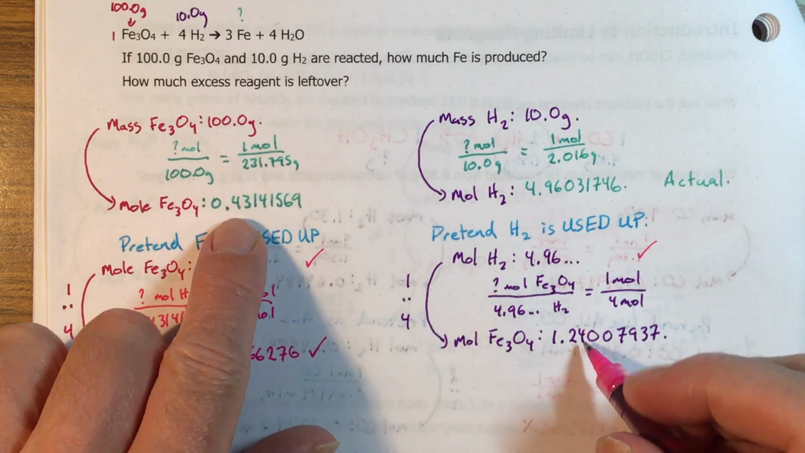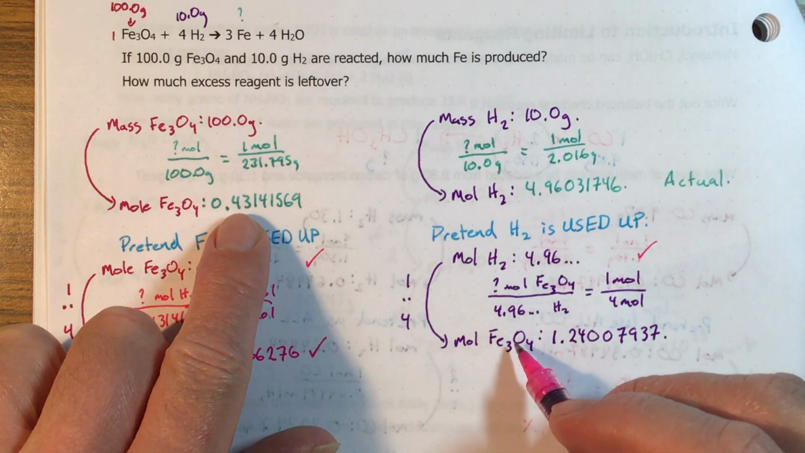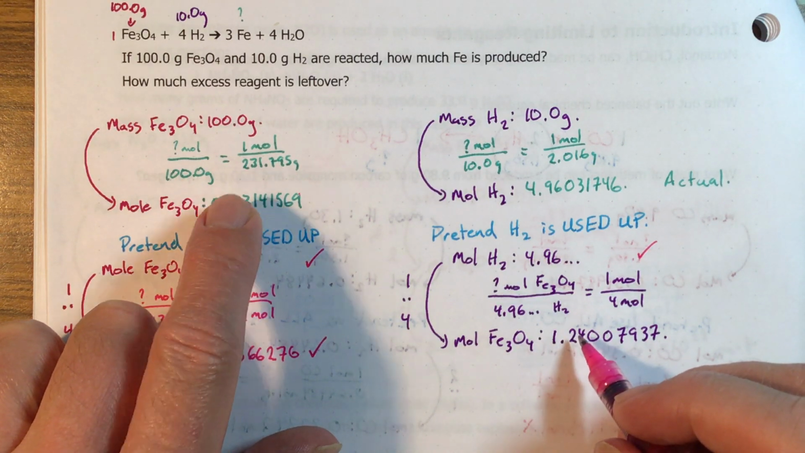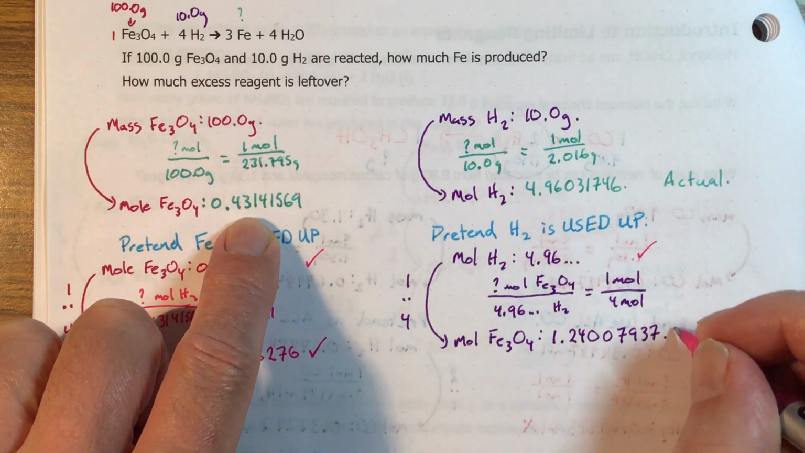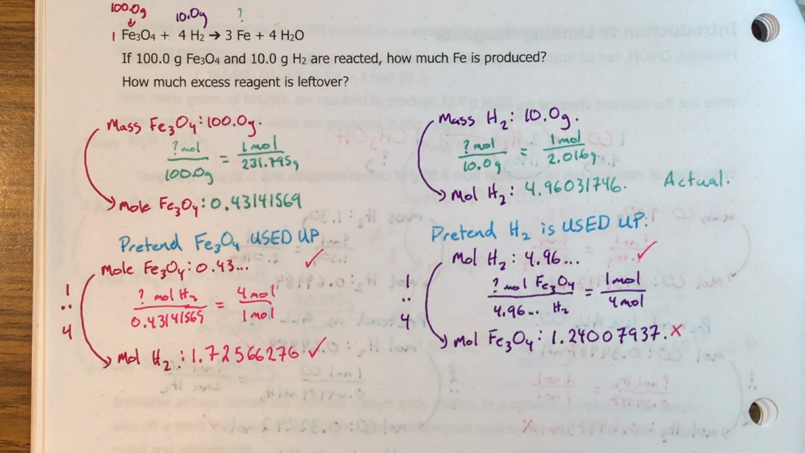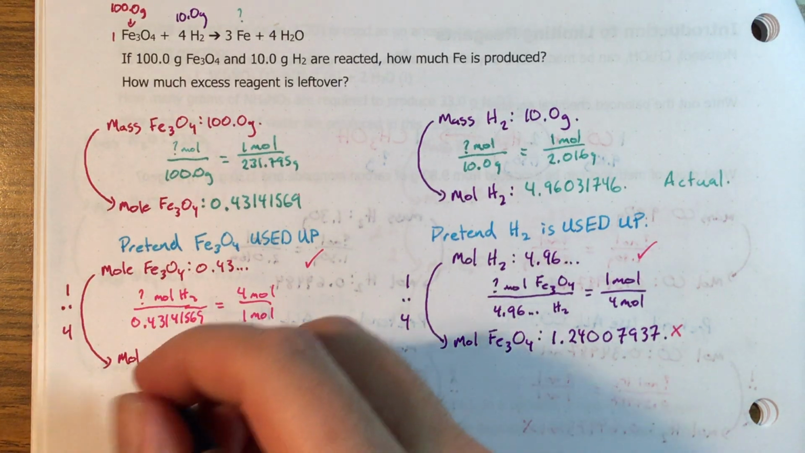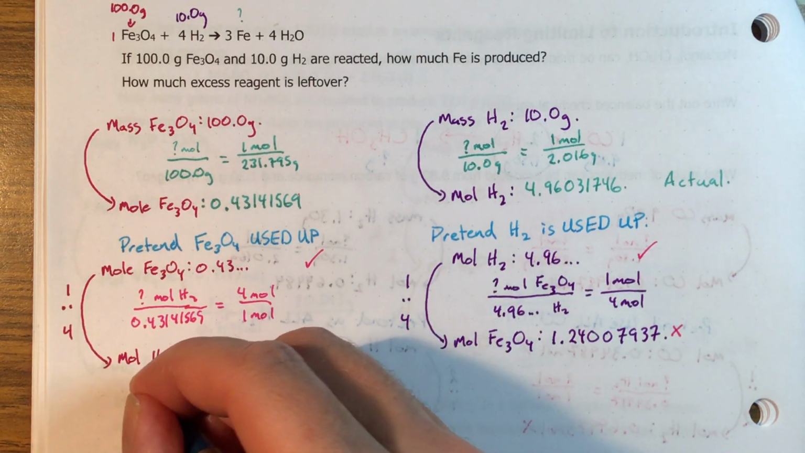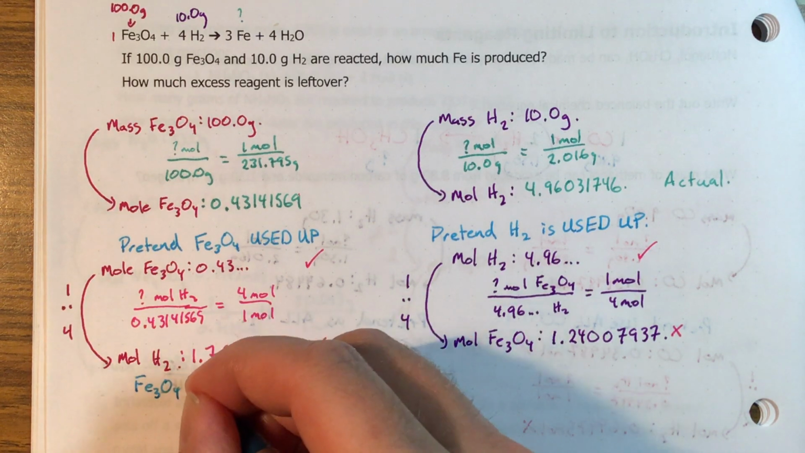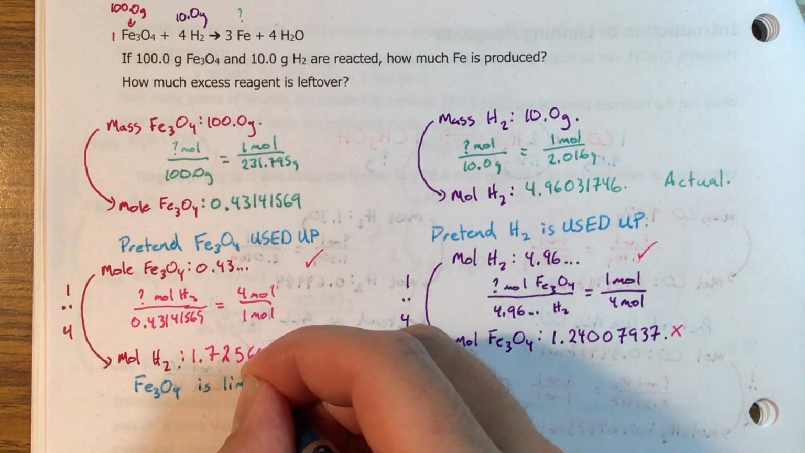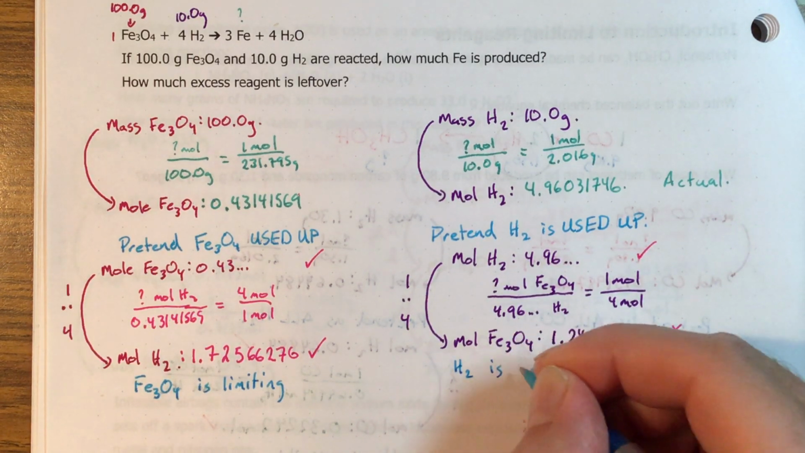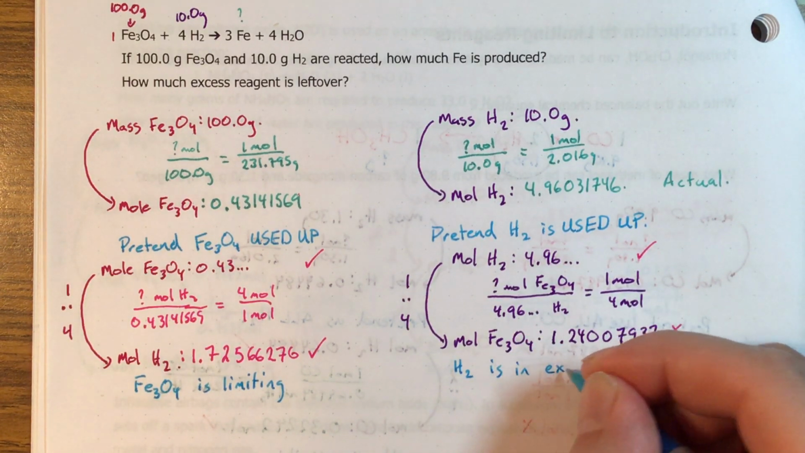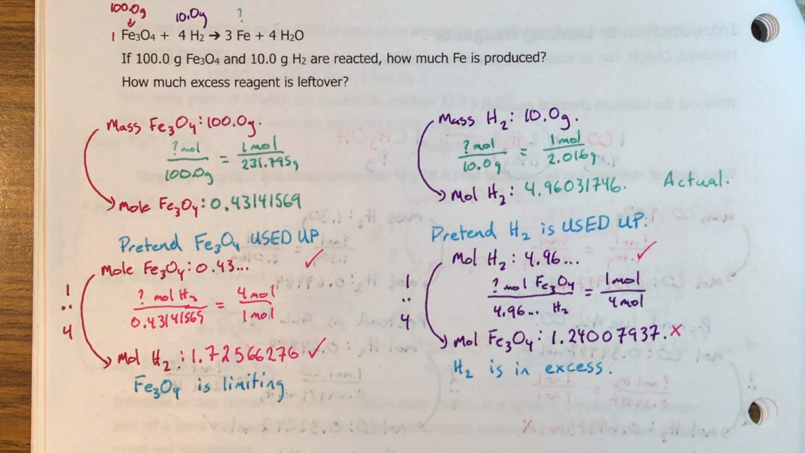Do we have this much Fe3O4? Well, we need 1.24, but we only have that. So we do not have this amount here, so this cannot get used up. So the situation that is real is Fe3O4 is limiting, and H2 is in excess. Okay, those are our two situations.